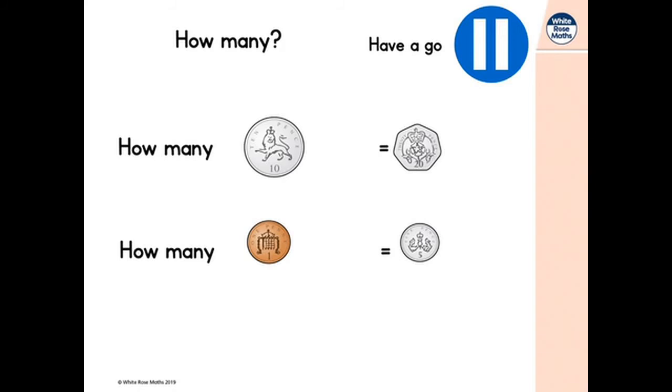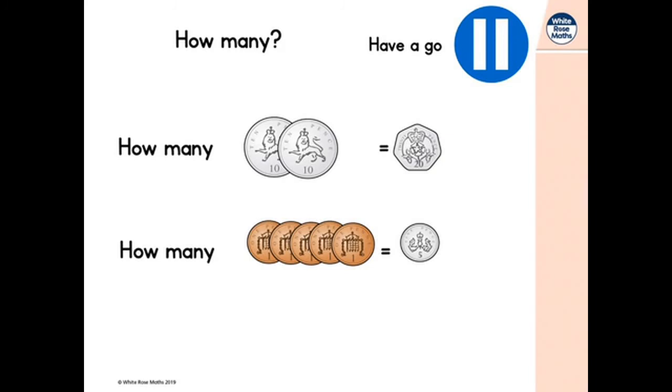Okay, how many 10p coins do you think we need to make 20p? Yes, we need 2. Now, how many 1p coins do I need to make 5p? Oh, I hope you said 1, 2, 3, 4, 5. I would need 5 1p coins in order to equal 1 5p coin.